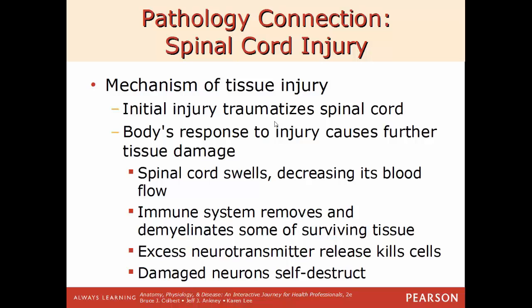Let's see, mechanism of tissue injury. The initial injury will traumatize the spinal cord, and the body's response to the injury often furthers the tissue damage. So you get swelling of the spinal cord, you get a decrease in blood flow, you have the immune system that will remove and demyelinate some of the surviving tissue. Your excess neurotransmitter release will kill the cells locally, and the damaged neurons will self-destruct. So not only is the injury bad enough, but how your body responds to the injury can make a spinal injury worse.